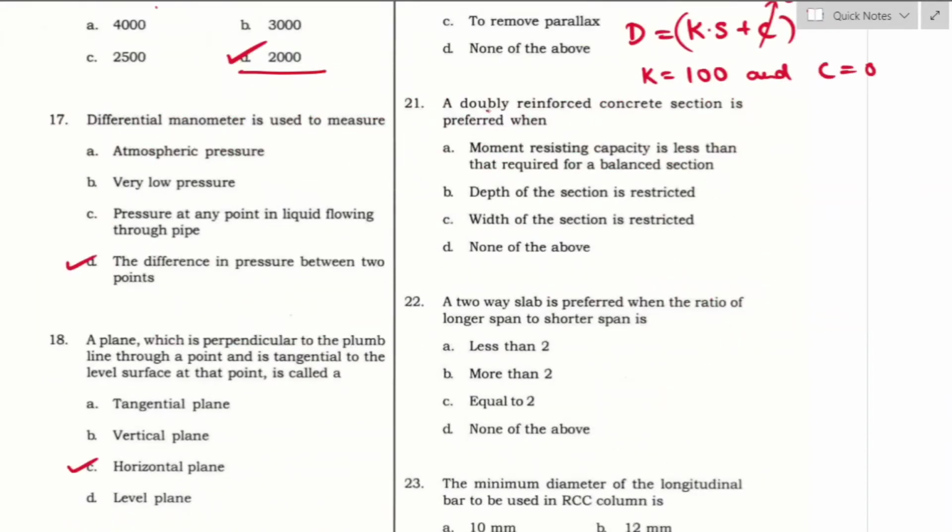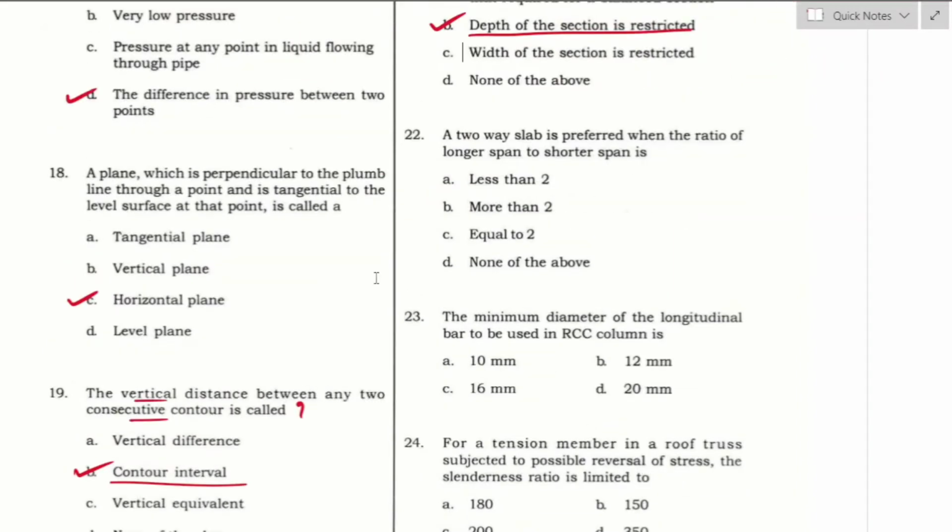Question number 21. A doubly reinforced concrete section is preferred when? A doubly reinforced concrete section is preferred when the depth of the section is restricted. Option B is the right answer. Question number 22.